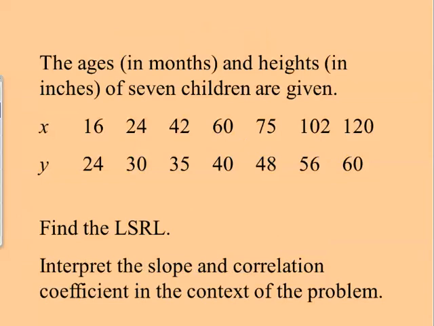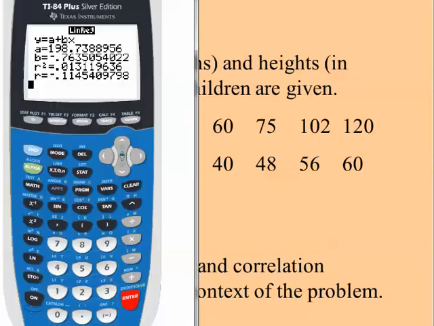Okay, let's move on. If you looked at the ages in months and the heights in inches of 7 children, they're given here. So this is the ages in months, and this is their height down here. And they're asking you to find the least squares regression line, and interpret the slope and the correlation coefficient in the context of the problem.